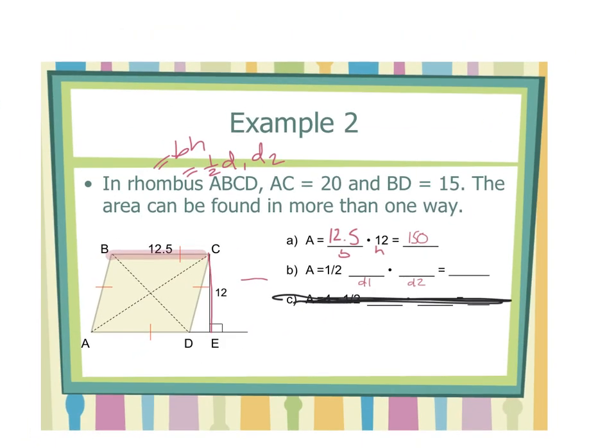So that's one way of finding the area, and next we can do it by multiplying the diagonals and dividing that by 2. So we have AC is 20 and BD is 15. So diagonal 1 is going to be 20 and diagonal 2 is 15. So we just multiply 1/2 times 20, which gives us 10, and 10 times 15, which is 150. So there's different ways to find the area of a rhombus, and it gives us the same answer.